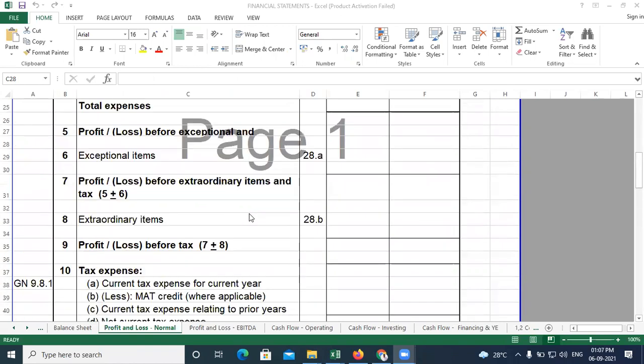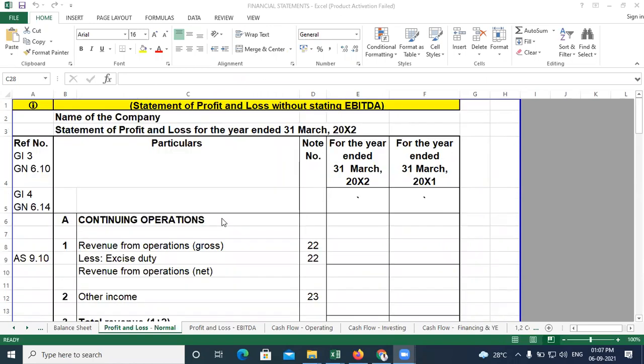Okay. So this profit and loss account is divided in two parts. One is continuing operations, then we have discontinuing operations. Now, what do you mean by continuing operations? Students, the business that the company is operating into, that is your continuing operations.